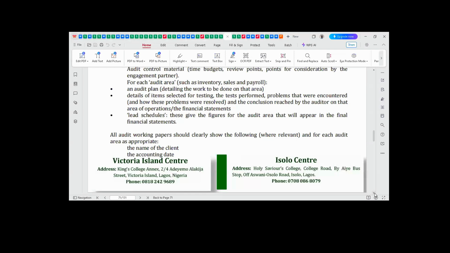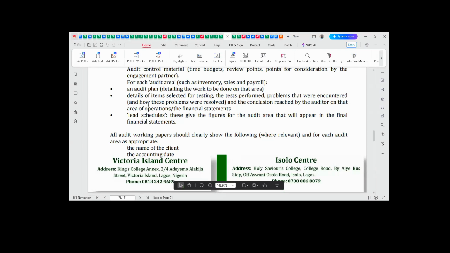What are the documents that are contained in both files? There's a time that they ask this question. So I hope if such a question comes out in this exam, you'll be in a better position to pass it. Now, audit adjustment.